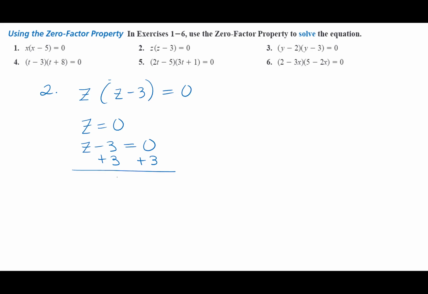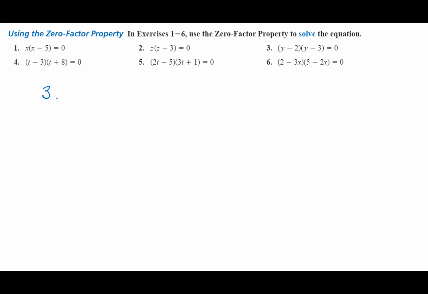We can add 3 to both sides, and z would equal 3. Because if we plug 3 back into that original equation, it would be 3 times 3 minus 3, which is really just 3 times 0, which is 0. So your two answers are 0 and positive 3.